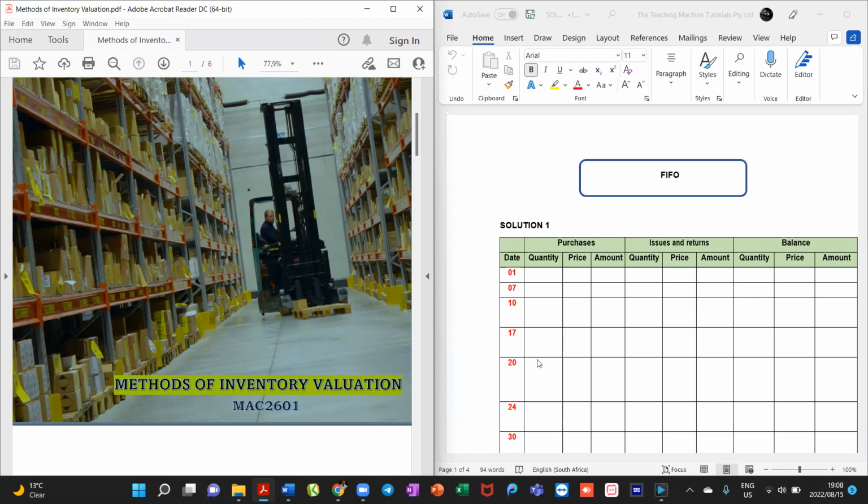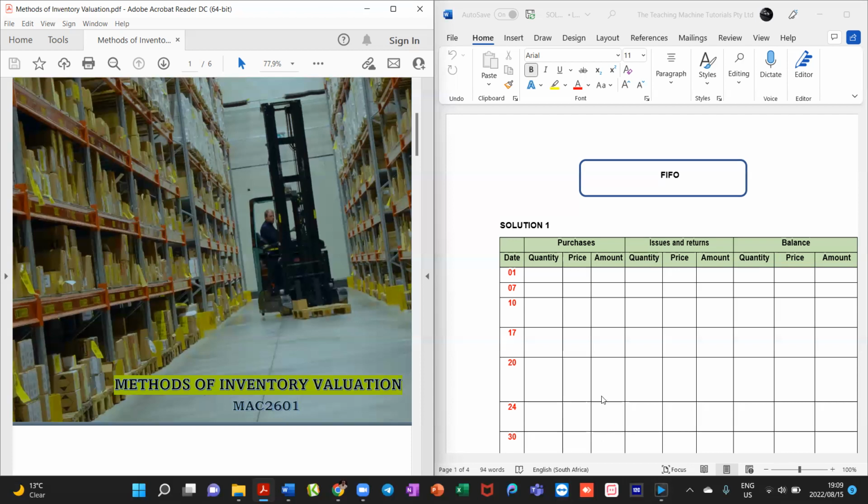Okay, now let's start with FIFO. What is FIFO? FIFO stands for first in, first out. In other words, the stock that was bought first should be the stock sold first. Stock bought first should be sold first. The stock that has been bought first should be the stock to be sold first.